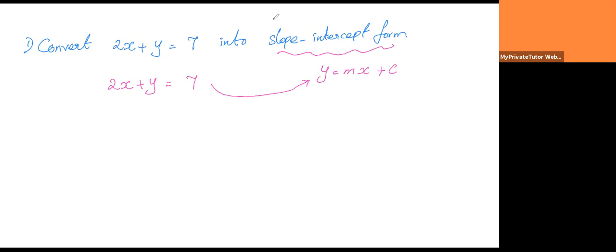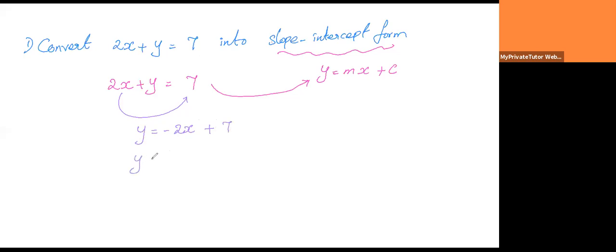How do you do that? You just need to isolate y. Okay, Joseph answered. Yes, exactly. Isolate y, in a sense, keep y on one side and move the remaining terms to the other side. So we are moving this 2x to the other side, and we get negative 2x plus 7.